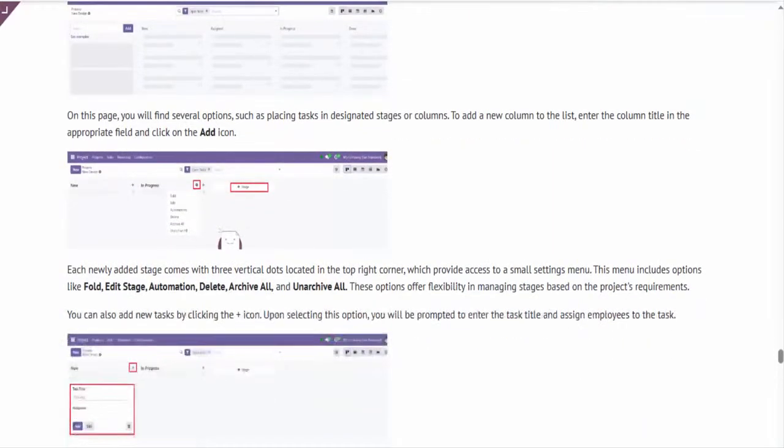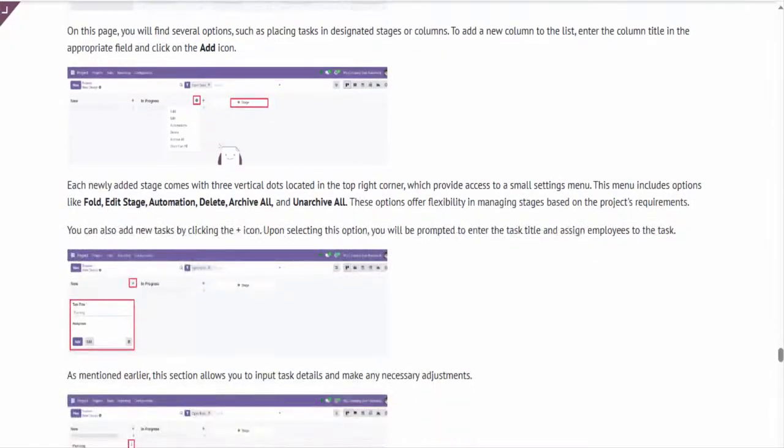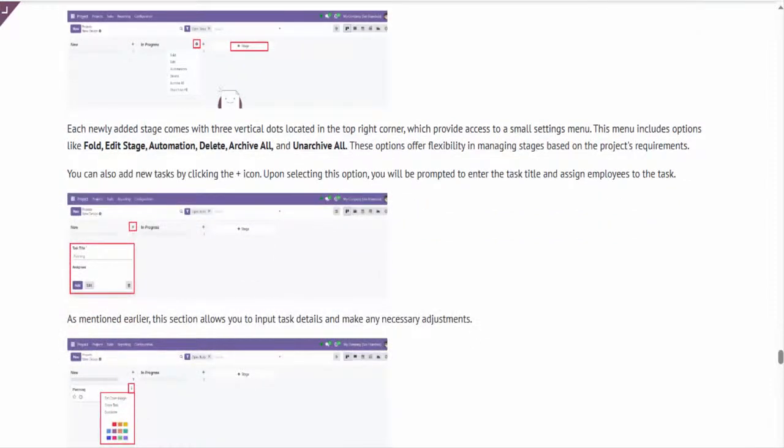On this page, you will find several options, such as placing tasks in designated stages or columns. To add a new column to the list, enter the column title in the appropriate field and click on the Add icon. Each newly added stage comes with 3 vertical dots located in the top right corner, which provide access to a small settings menu. This menu includes options like Fold, Edit Stage, Automation, Delete, Archive All, and Unarchive All.